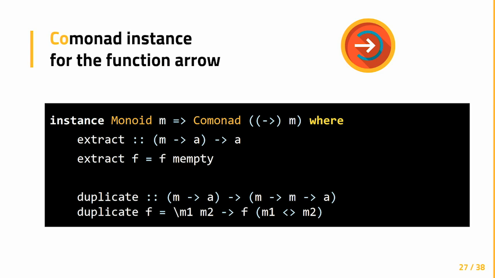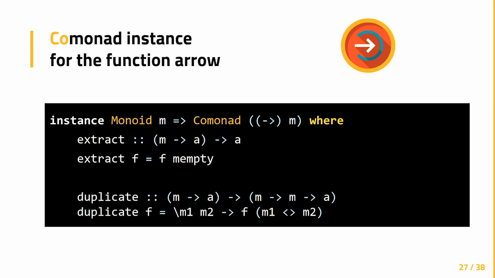But we know that the m has a monoid instance, so we can always pass empty. The duplicate function, given it takes a function from m to a, needs to produce a function that takes two m's and produces one a. But again, we know that the m is a monoid, so we can squash these two m's into a single one and pass it to our given function. So this is how the instance works.